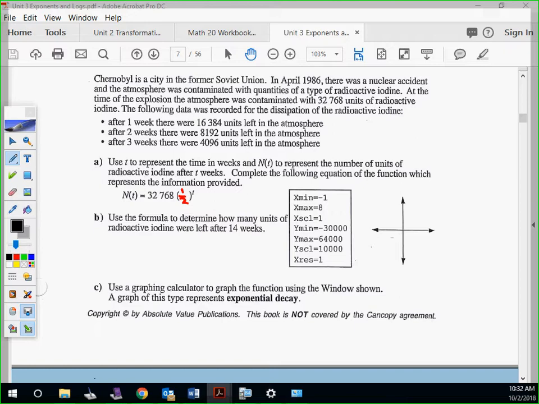Use the formula to determine how many units of radioactive iodine were left after 14 weeks. So that means we're doing 32,768 times 1/2 to the 14. Okay, and that's going to be 2. So that's almost gone.